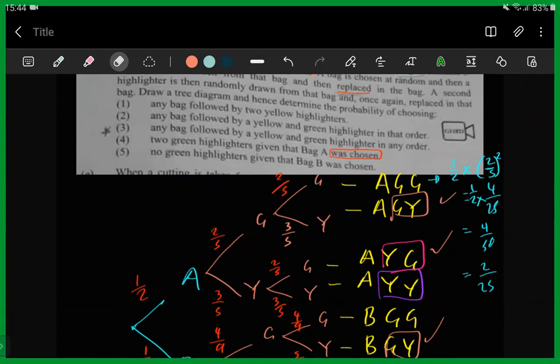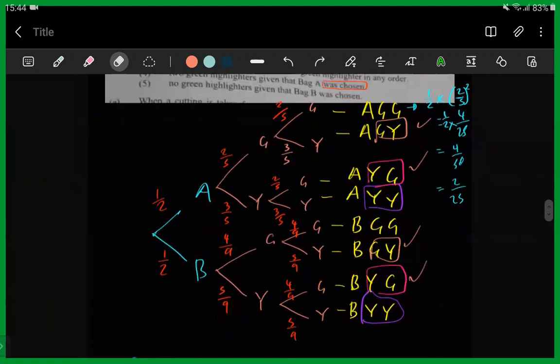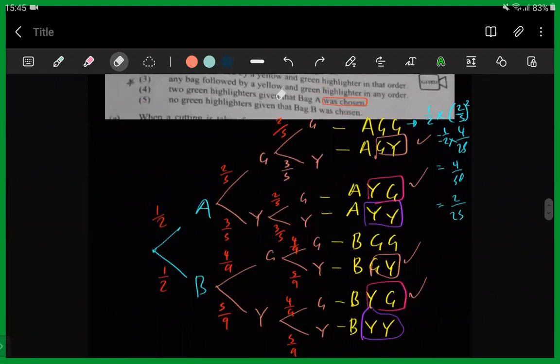With tree diagram questions, all you have to do is look at these scenarios. All these scenarios are already giving you your answers. Because if they say 2 green highlighters for bag A, you look at everything where bag A is, and then you just choose the scenario that has 2 greens, which is giving us the 2/25 there.